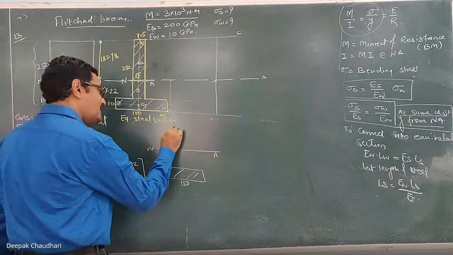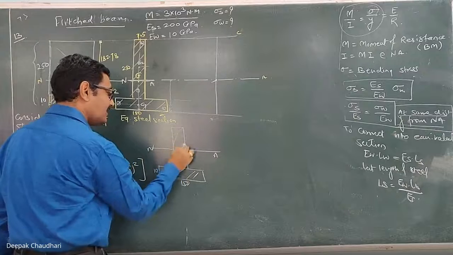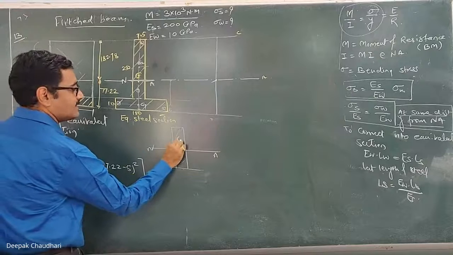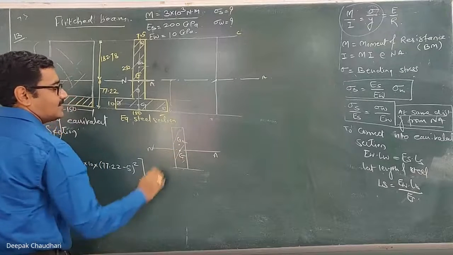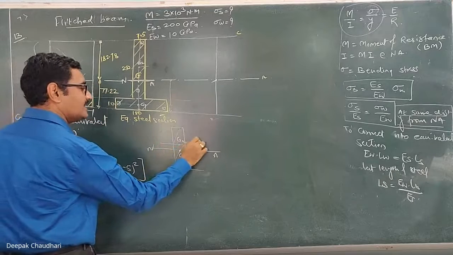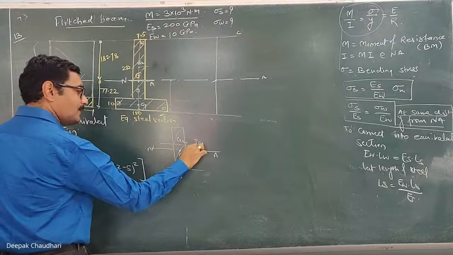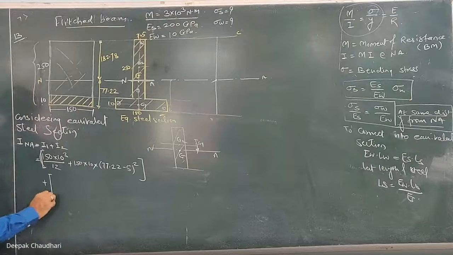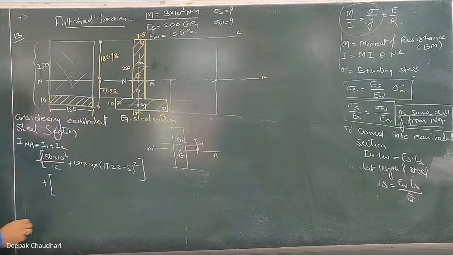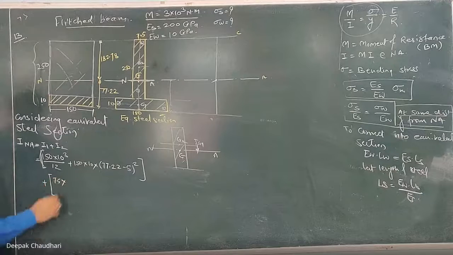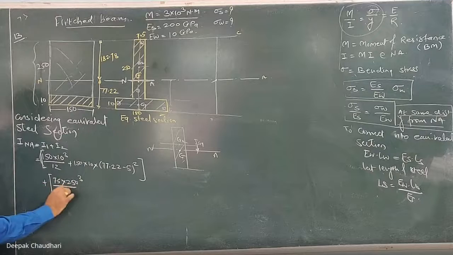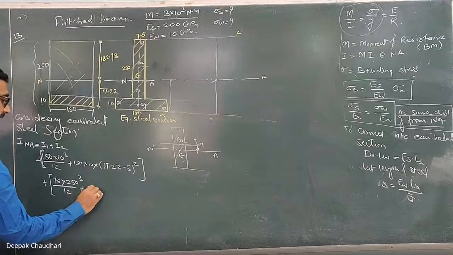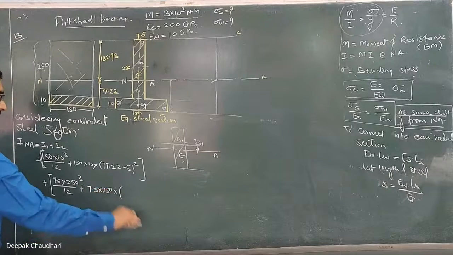Plus I2. I2 is the moment of inertia of this second rectangle about this neutral axis. Don't forget about this. Its own centroidal axis is here, and this is the centroid of the entire section. So first calculate the moment of inertia about its own centroidal axis, IG, plus area into square of the distance. That gives the moment of inertia about the neutral axis. Therefore, plus in square bracket, the moment of inertia of the second rectangle, bd cube, 250 cube upon 12, IG2, the moment of inertia about its own centroidal axis, plus area 7.5 into 250 into the square of the distance.